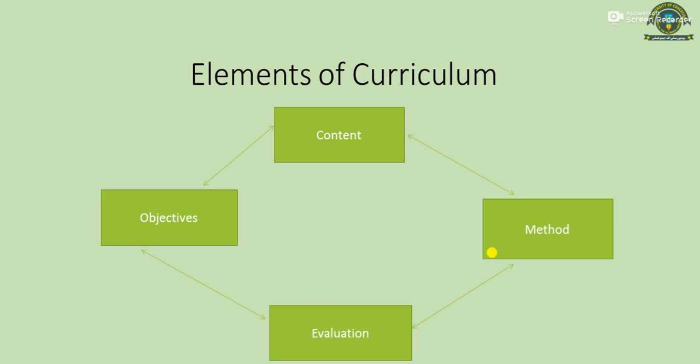You can see the elements of curriculum here. There are basically four elements of curriculum. The first one is objective, the second one is content, the third one is method, and the fourth one is evaluation. You can see that all these elements are interrelated with each other.